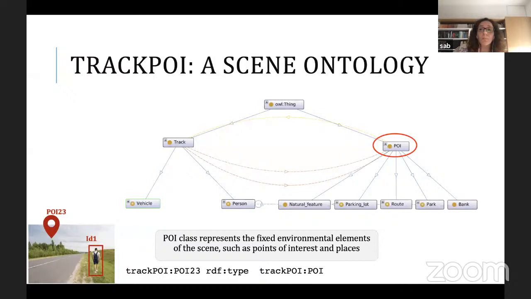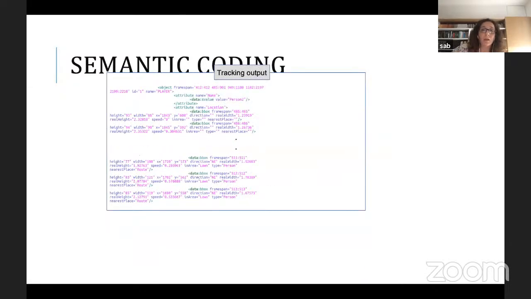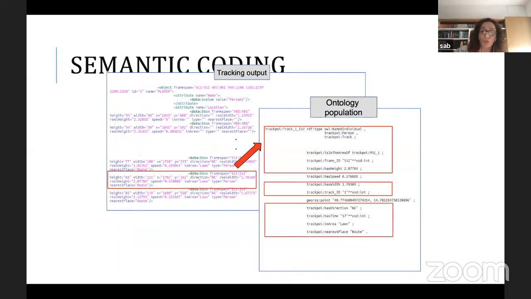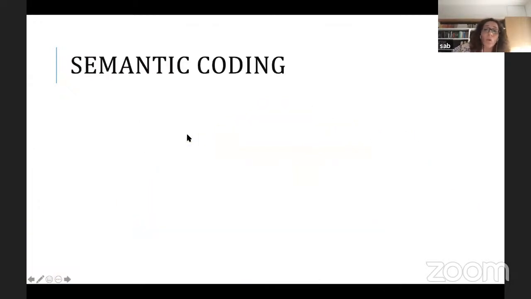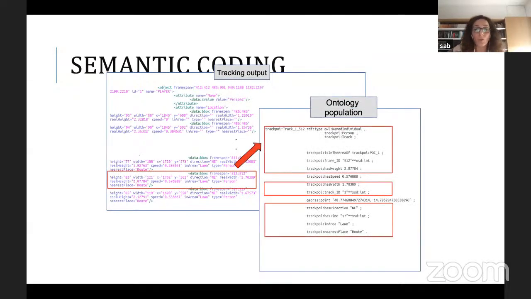This is a simple way to translate our tracking output into an ontology population, because we have defined an ontology that is a schema. And now we have to code all the information in the XML based file into ontology population, exploiting the defined ontology schema.